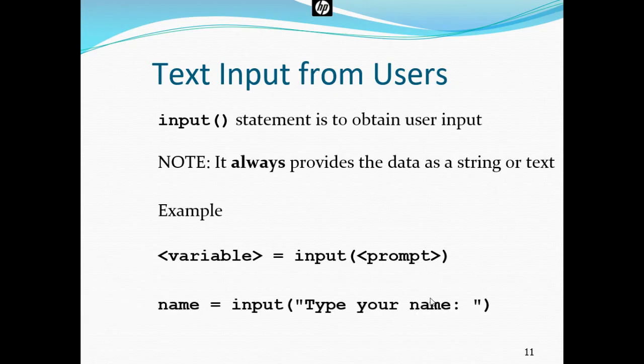So here's an example. In this case, we don't need to change it into a number. It can just stay as a string. In this example, the variable is name, and I'm going to ask the person to type in their name. So name is the variable, and the input prompts the user to type in whatever the input is asking for. In this case, type in your name.